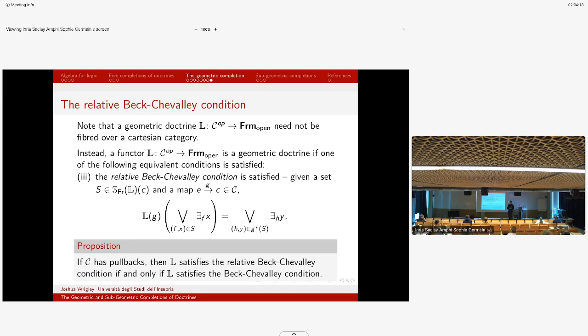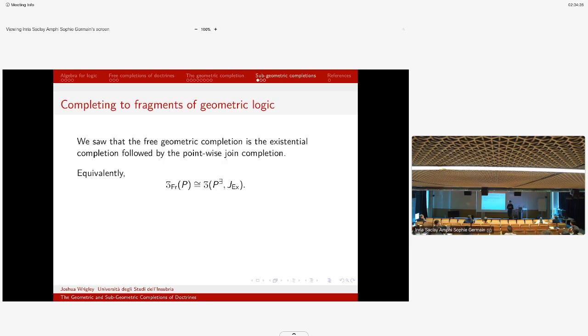Okay, so we've seen the geometric completion. We've seen how this works on doctrines with no assumed structure whatsoever. In the final part of my talk, I want to get down into some of the nitty-gritty details, the cool stuff about how these topologies interact with encoding certain amounts of geometric structure on my doctrines. We already saw that the free geometric completion can be obtained by existentially completing and then completing with joins. This turns out to be the same as saying the free geometric completion of P is P existentially completed relative to this existential topology that you want to endow it with.